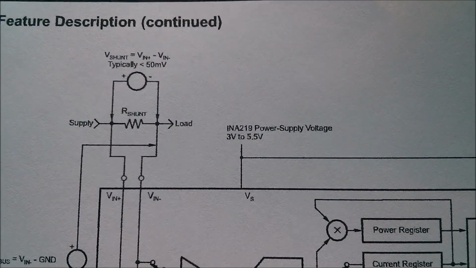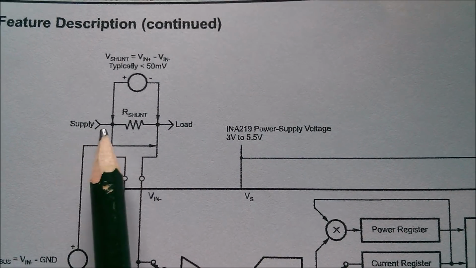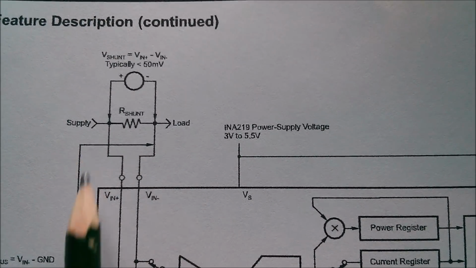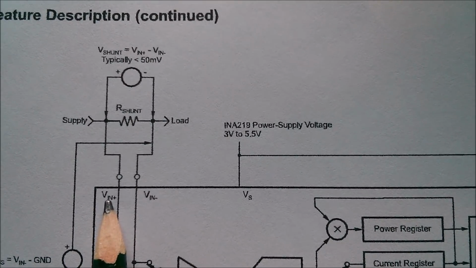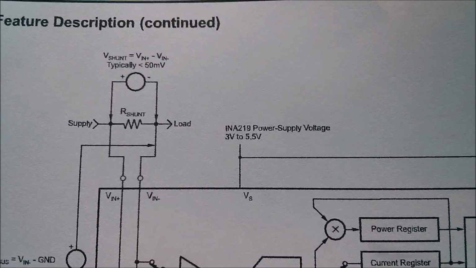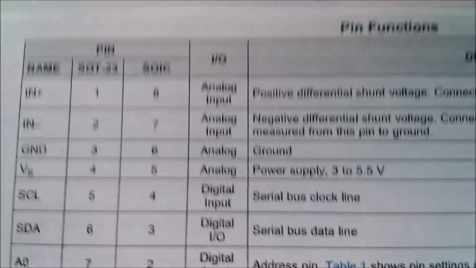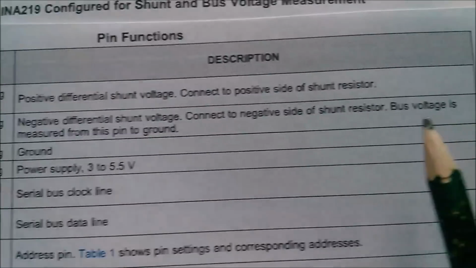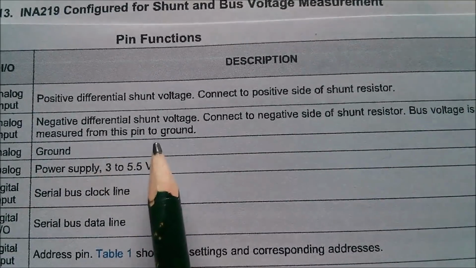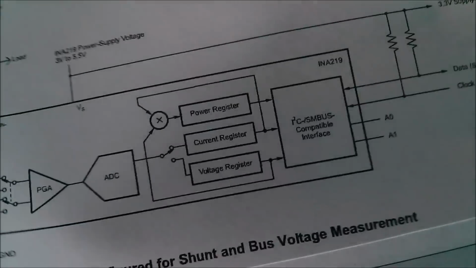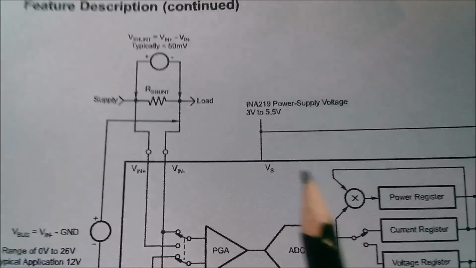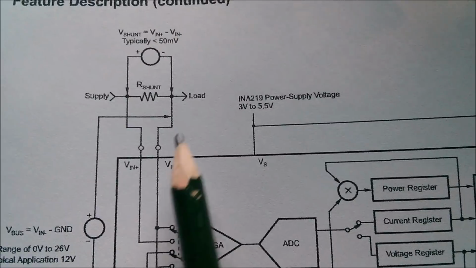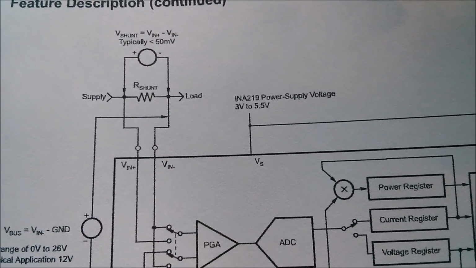So let's just make sure I've got this right. We've got supply going through the shunt resistance to the load. Supply is on the Vin plus pin, and the load is on the Vin minus pin. Now in that table, which I've cut out separately, it says Vin minus is where bus voltage is measured, from this pin to ground. So going back to here, bus voltage is here, Vin minus. This is bus voltage, it's load voltage. Load voltage is bus voltage.